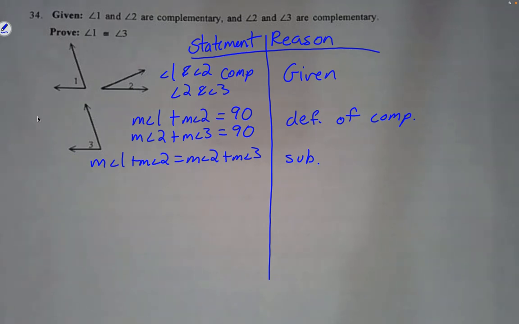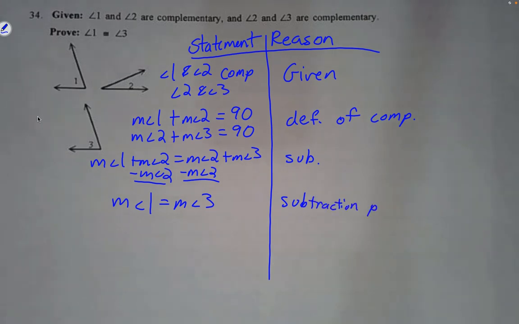Then what do we do? There's like 2 or 3 more steps. How do you simplify that? You take out the angle 2. You can subtract angle 2 from each side. So we would get, you don't have to write that step, the measure of angle 1 equals the measure of angle 3. That's subtraction property.